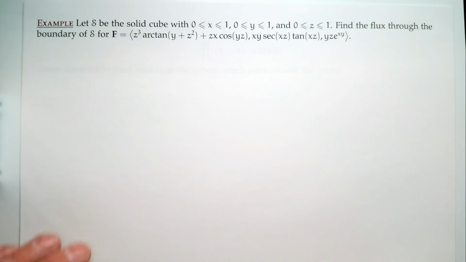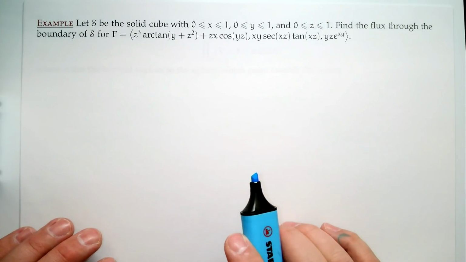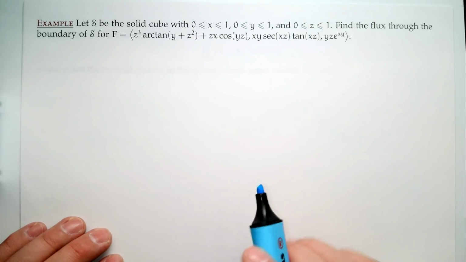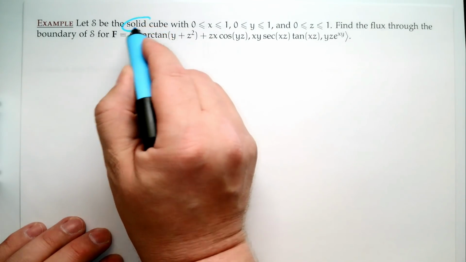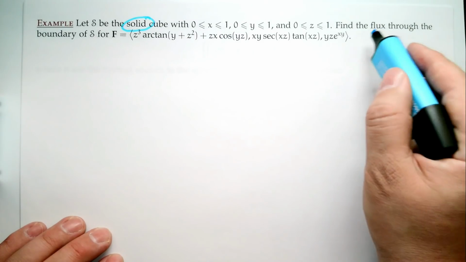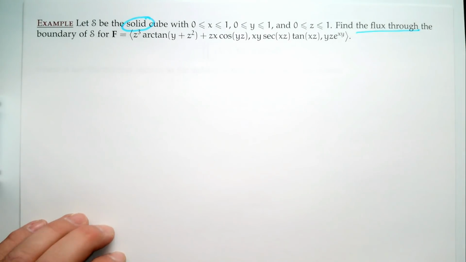It's the divergence theorem. What are some clues that we're doing our divergence theorem? The word solid is a big clue. Also flux through a boundary. That's another clue. So what do we have? Well, we're trying to compute the flux through the boundary of our cube.